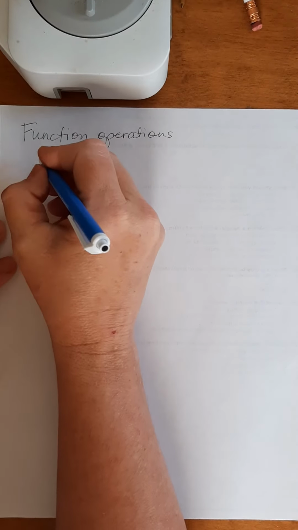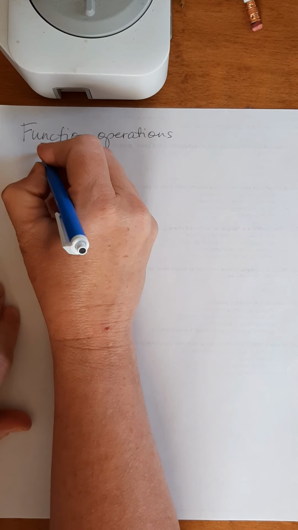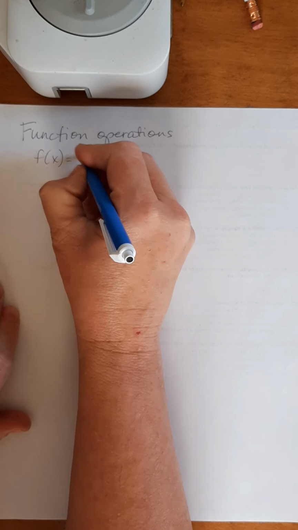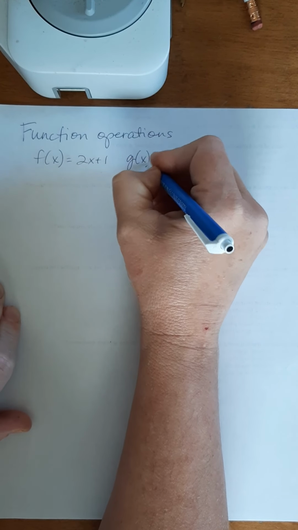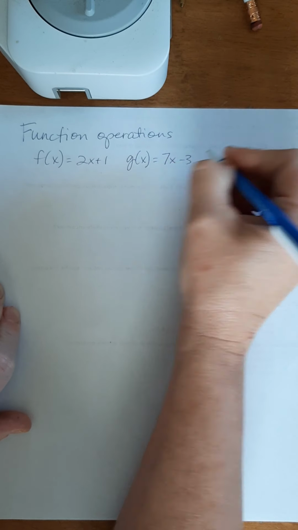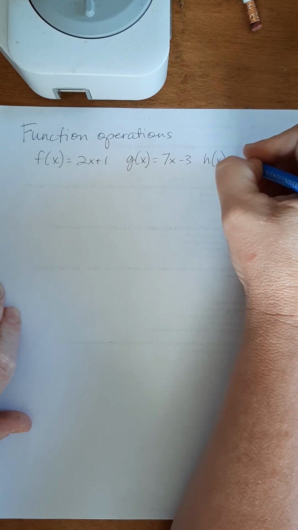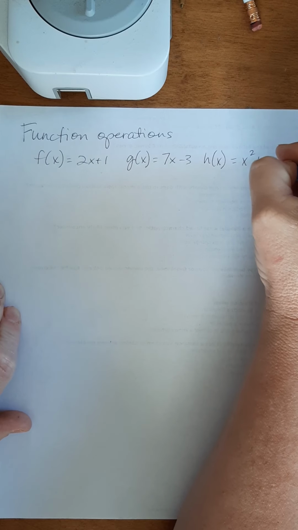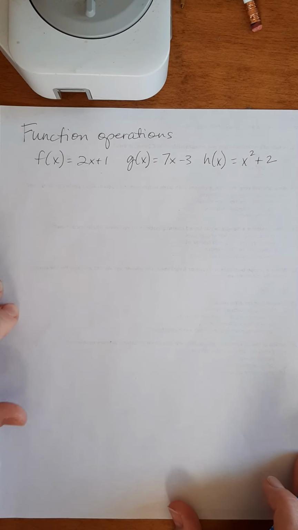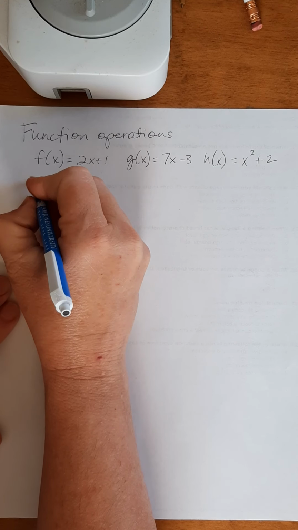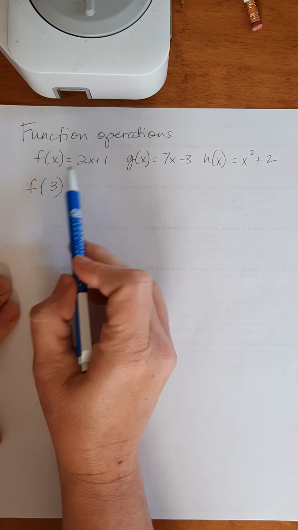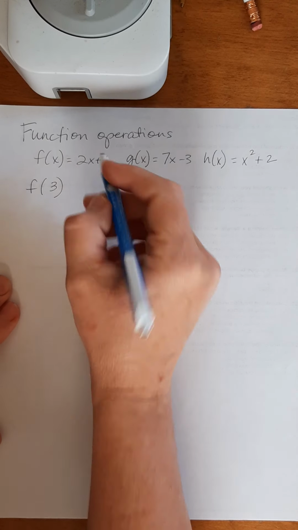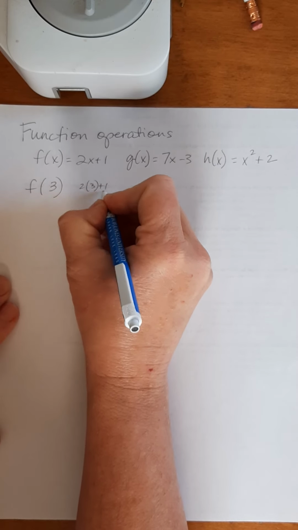Function operations. Now, remember, a function is just something like f of x equals 2x plus 1, or g of x equals 7x minus 3, h of x equals x squared plus 2, where if you wanted to find something like f of 3, you would just plug in 3 in for x, so 2 times 3, 6, plus 1, 7.